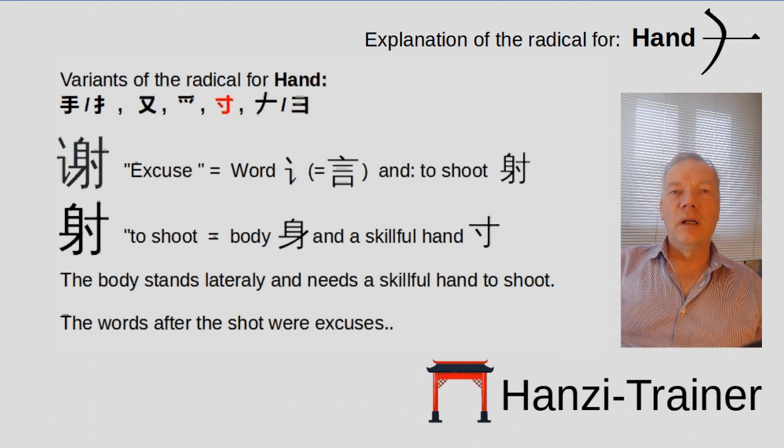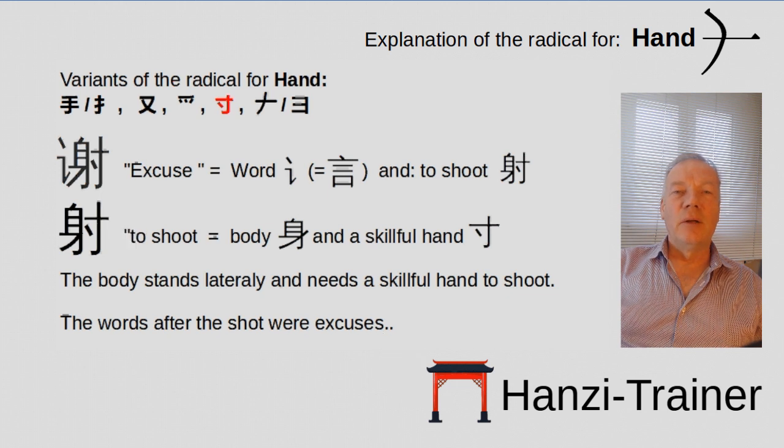Coming now to the character for excuse, which is, as I already said, composed by the characters of word and to shoot. It has the memory phrase: the words after the shot were excuses. Again, I remember the character for excuse with the phrase: the words after the shot were excuses.